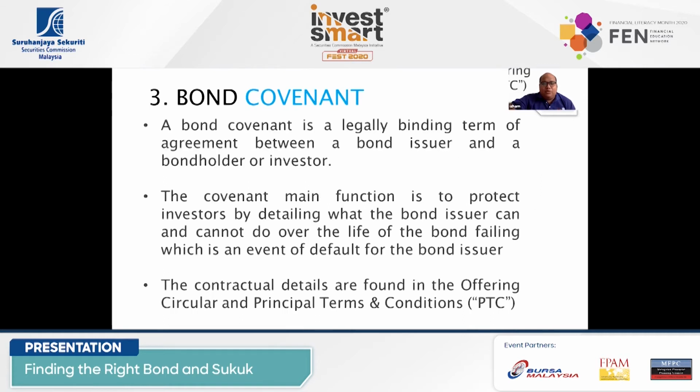So number 3 is bond covenant. Bond covenant is a legally binding term of agreement between the bond issuer and the bondholder. You can get this in the PTC, the Principal Terms and Conditions, and you can get it on BIX Malaysia. The covenant will actually hold the bond issuer to what they can do or cannot do over the life of the bond. So meaning that there are certain things they cannot use the money for, and certain things that they can use the money for. So when you enter the agreement, you know what they can or cannot do. So they have to hold to it. If not, it will actually trigger an event of default.